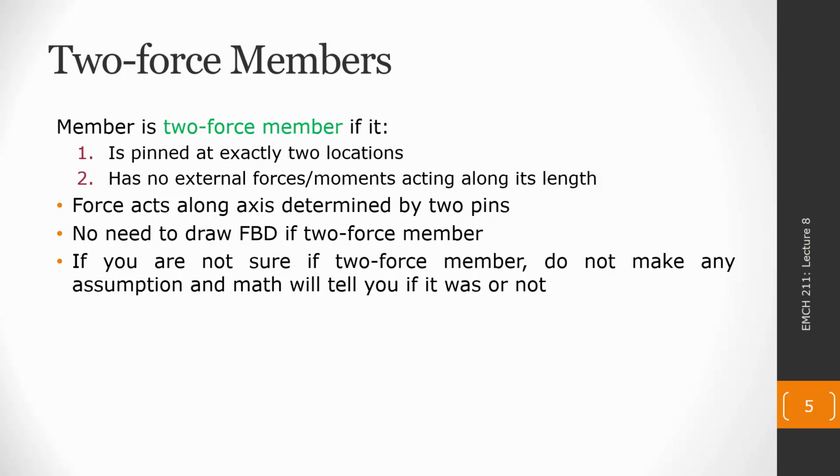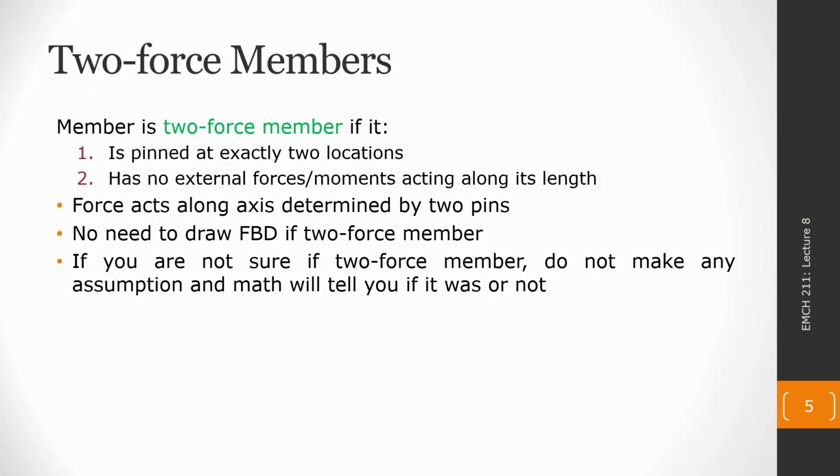On the flip side, though, if we identify something as a two-force member and it turns out that we were incorrect, well, now the entire problem is likely going to be wrong as we go through the solution procedure, because we made an assumption or a simplification that was inaccurate. So if we are uncertain, the safe thing to do is just treat it like any other member, and if it turns out to be a two-force member, the math is going to let us know that.